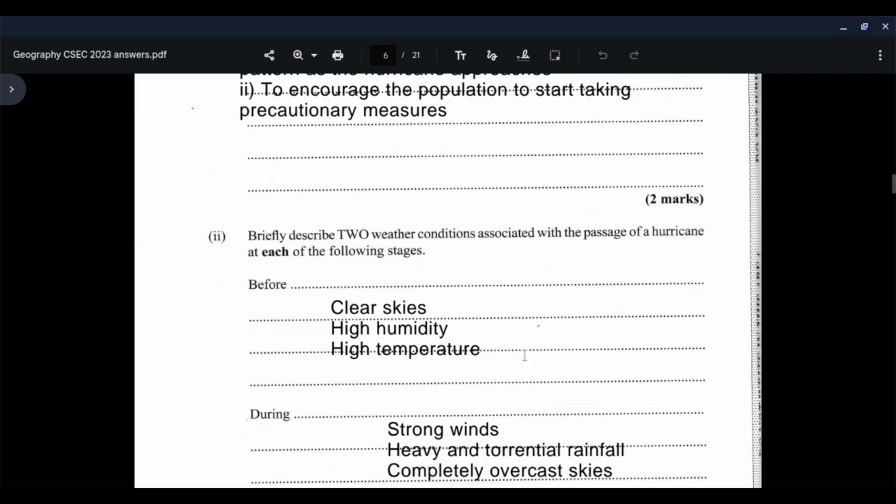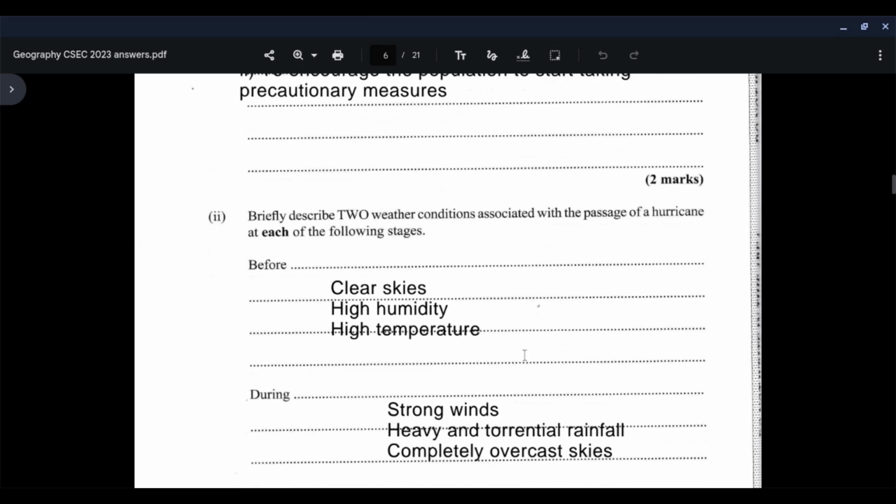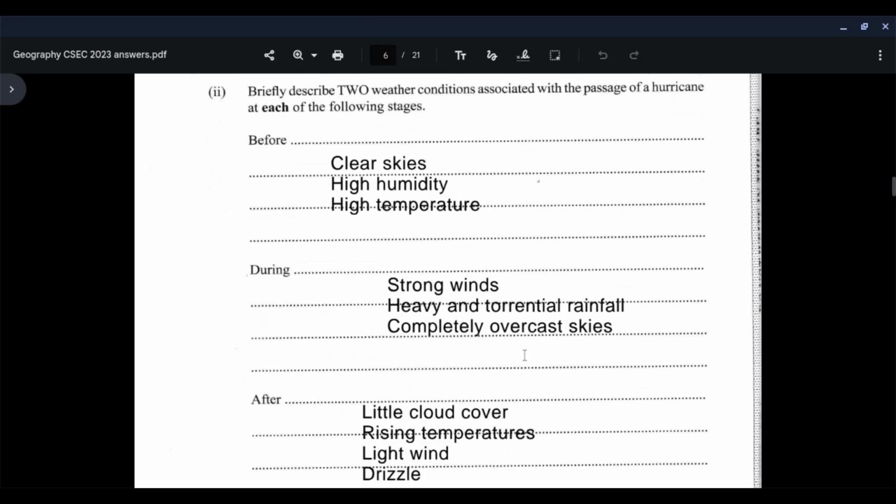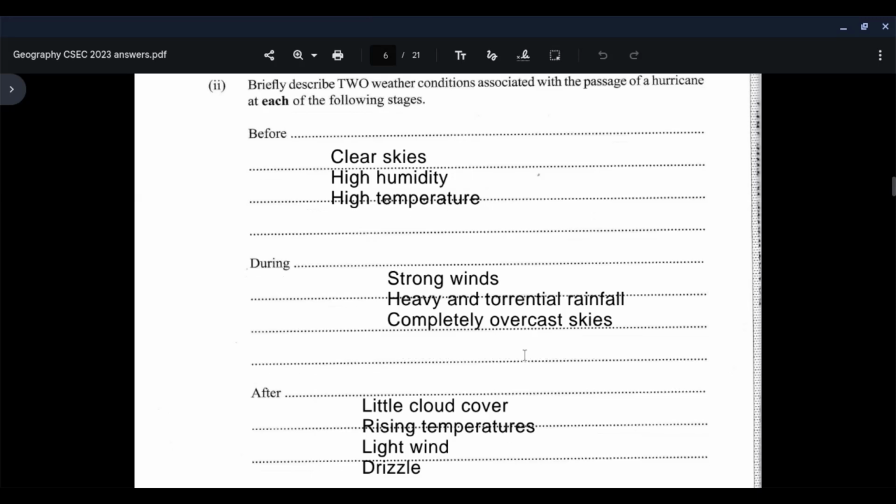Part 2 asks that we briefly describe 2 weather conditions associated with the passage of a hurricane at each of the following stages. Before the hurricane, calm weather conditions are usually experienced, such as clear skies, high humidity, and high temperatures. However, during the hurricane, the weather changes significantly: we have very strong winds, heavy and torrential rainfall, and completely overcast skies.